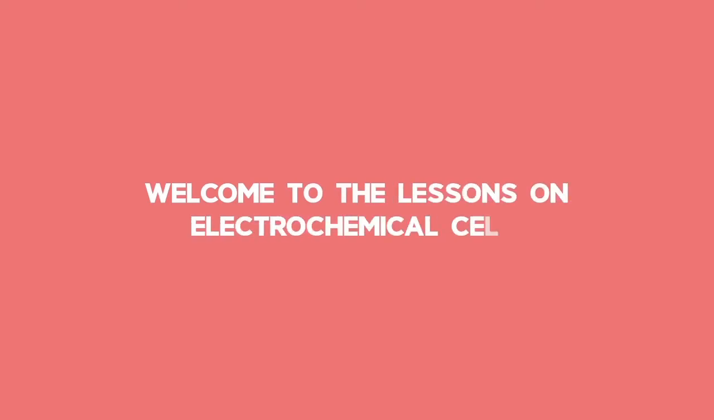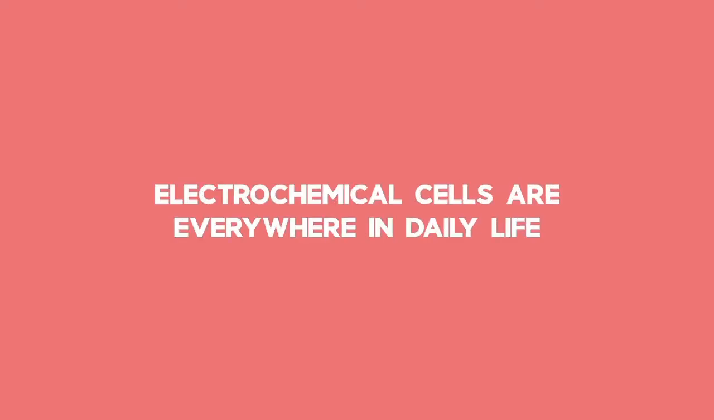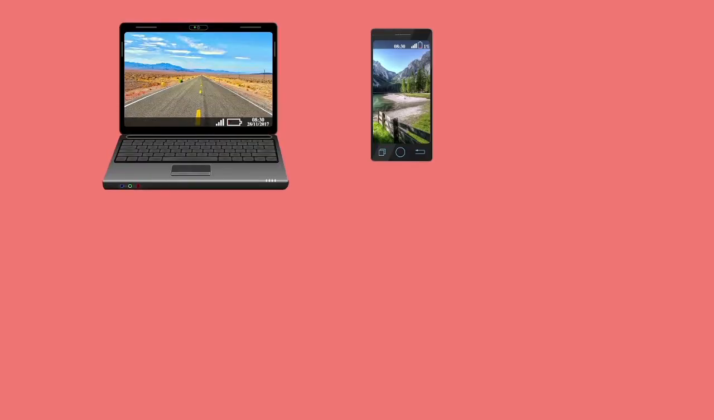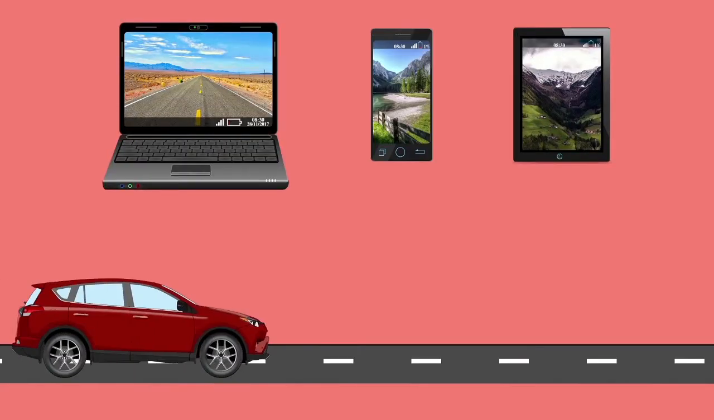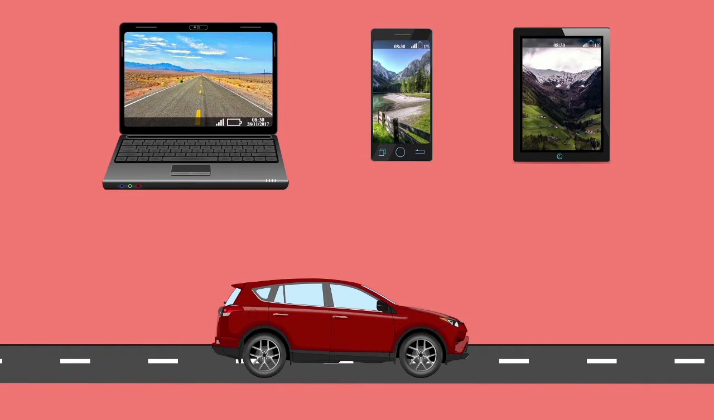Welcome back to the lessons for electrochemical cells. Now, electrochemical cells are everywhere in daily life, from the battery in your cell phone, laptop or tablet, to the newer cars on our roads. They even make most of the really important chemicals in our homes.